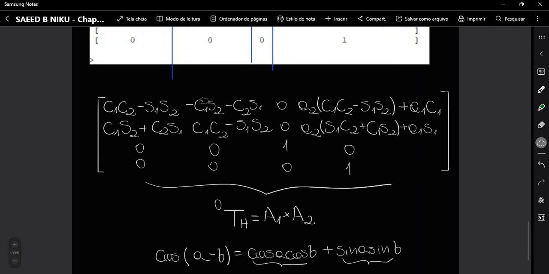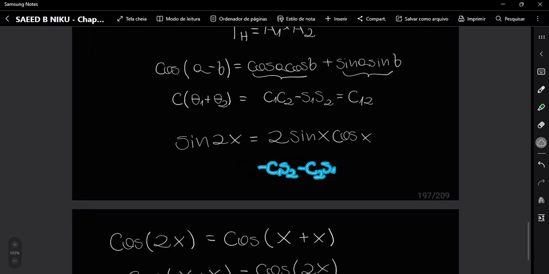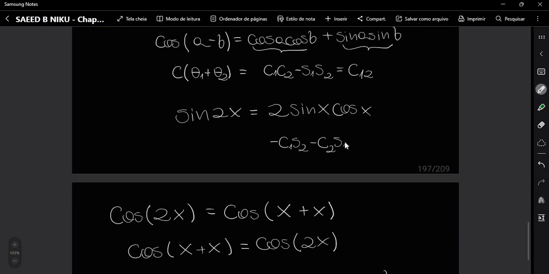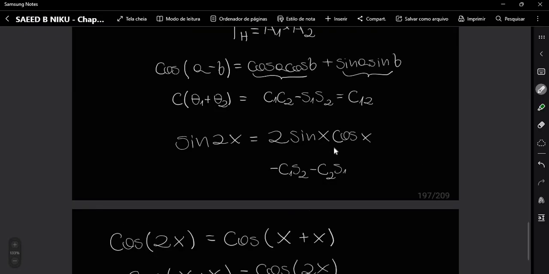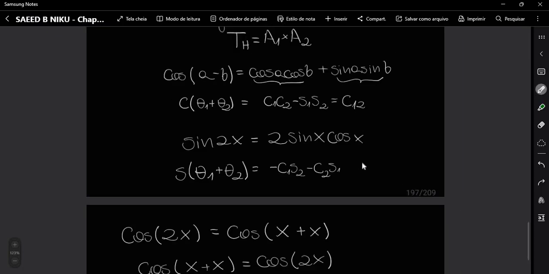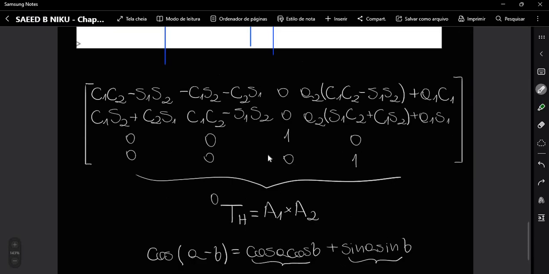Right here, these elements, we can write as sine of theta 1 plus theta 2, which is equal to, okay, in this way we can simplify this matrix.